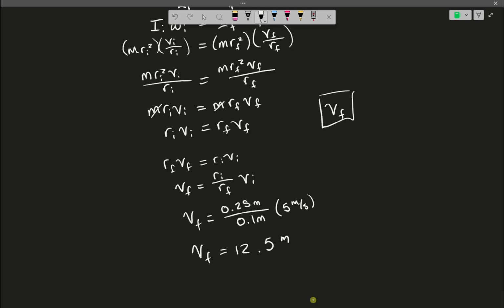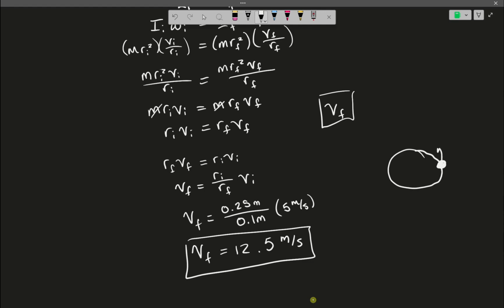12.5 meters per second. Now I need to stop and think, does this make sense? If I had an initial radius with a velocity of 5, it was a larger radius, and I pull this thing in, it's moving about a smaller circle that has a smaller radius, but it is going to have a greater velocity. This makes sense because of what we discussed with the ice skater. If it has conservation of angular momentum, if you change the radius and you make the radius smaller, then the object is going to have to be rotating faster.